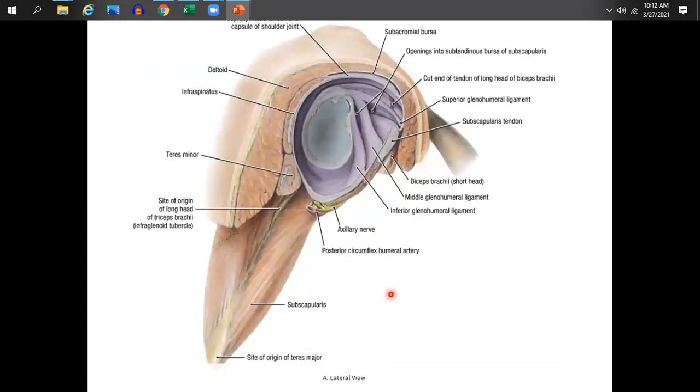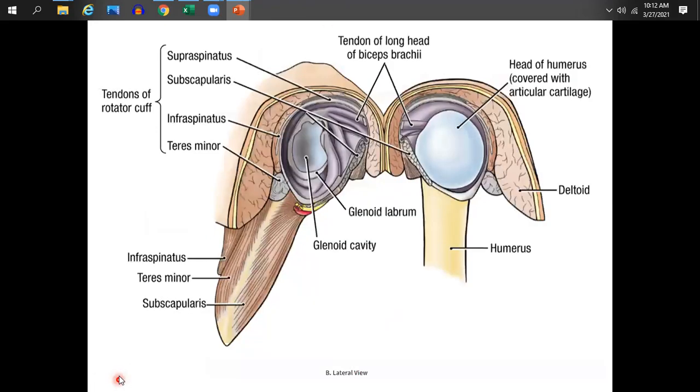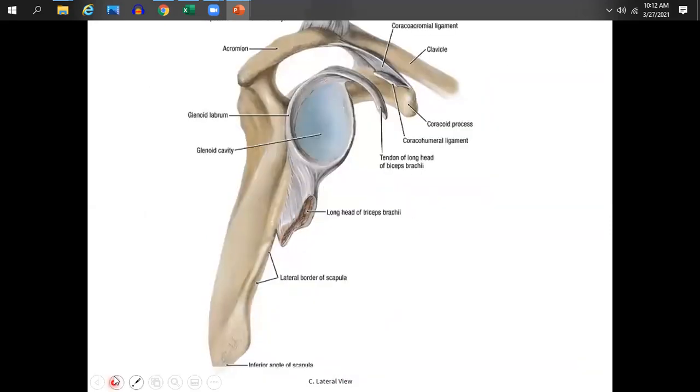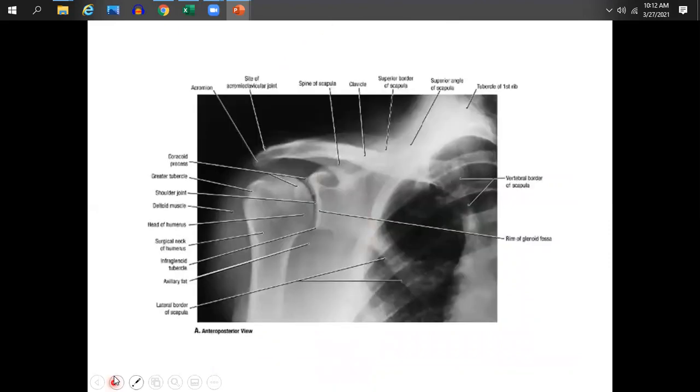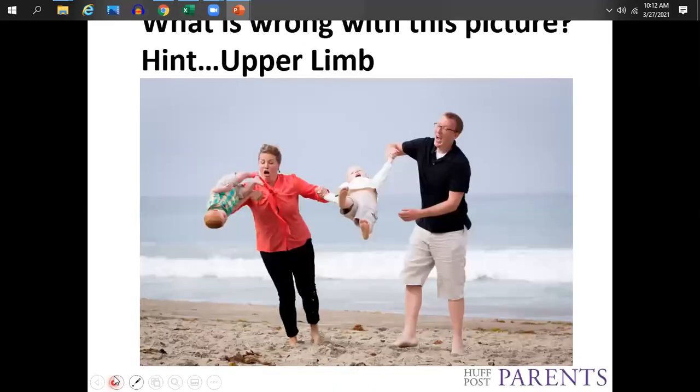Okay, and again, this is just showing you the same joint, but from a different angle. So there's two openings into the subtendinous bursa of the subscapular, which is the subscapular bursa. Okay, I'm gonna skip because there's more joints.